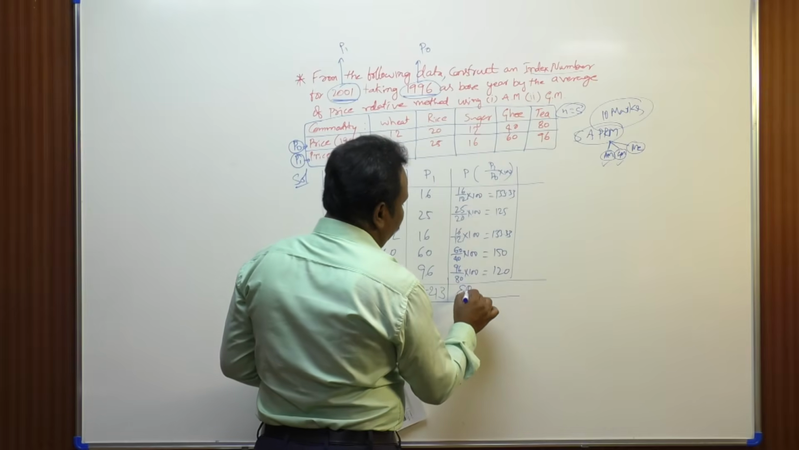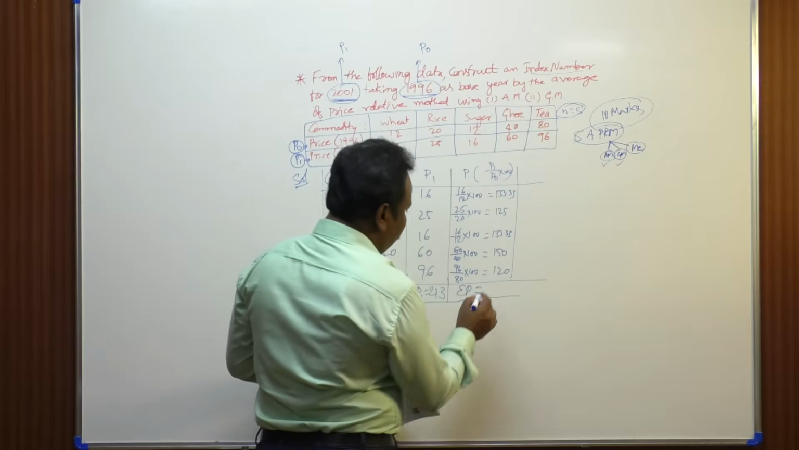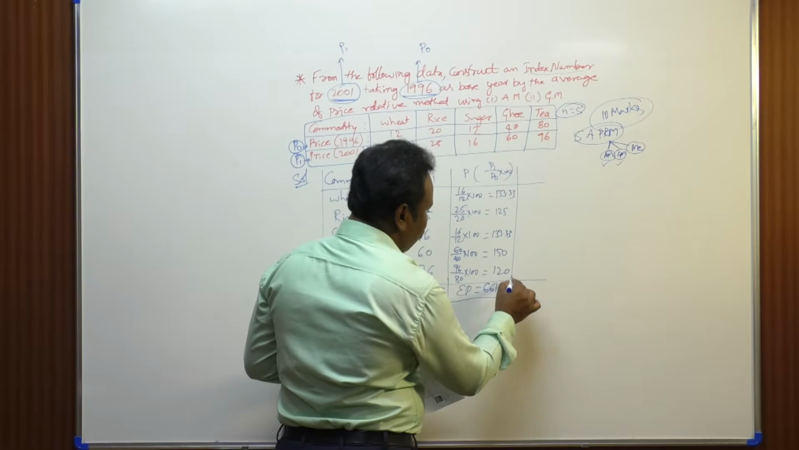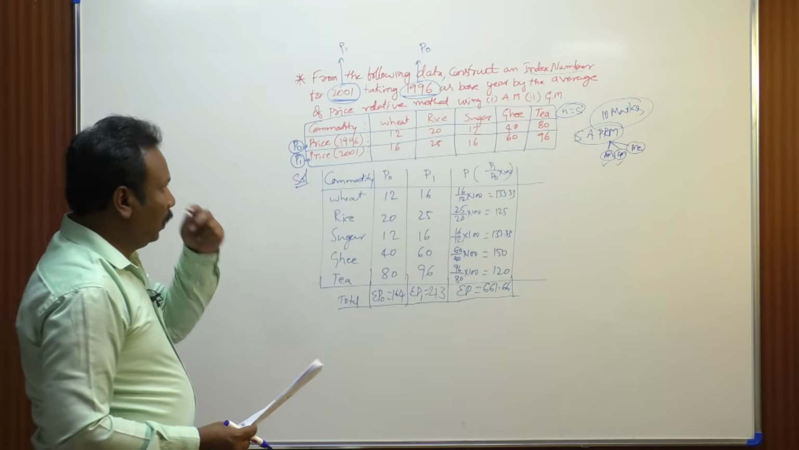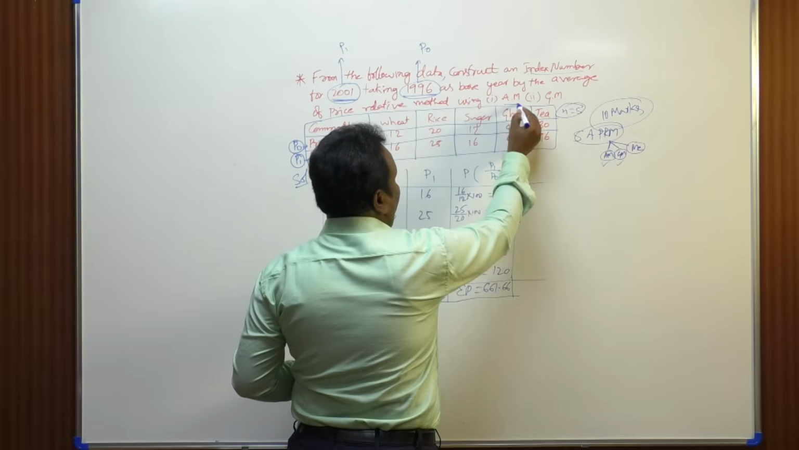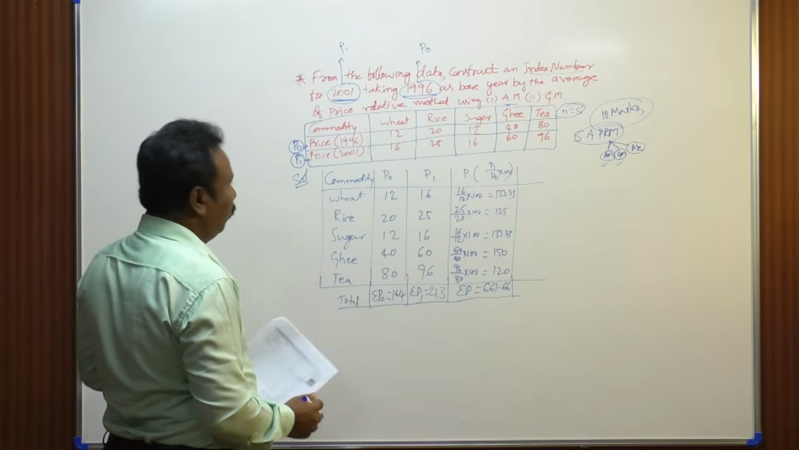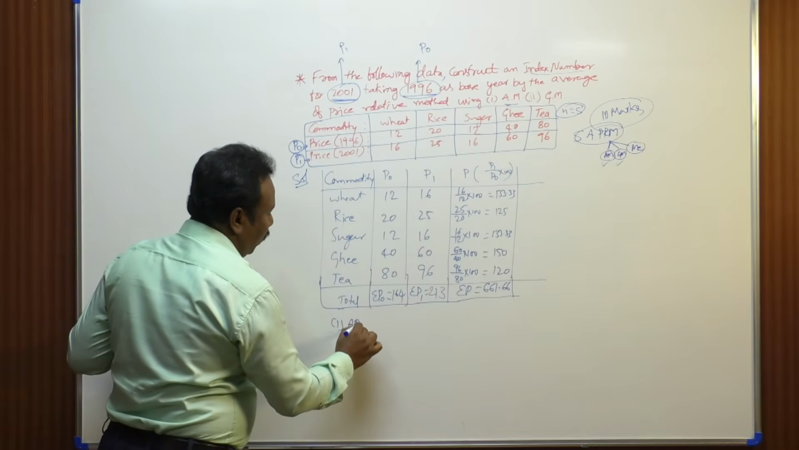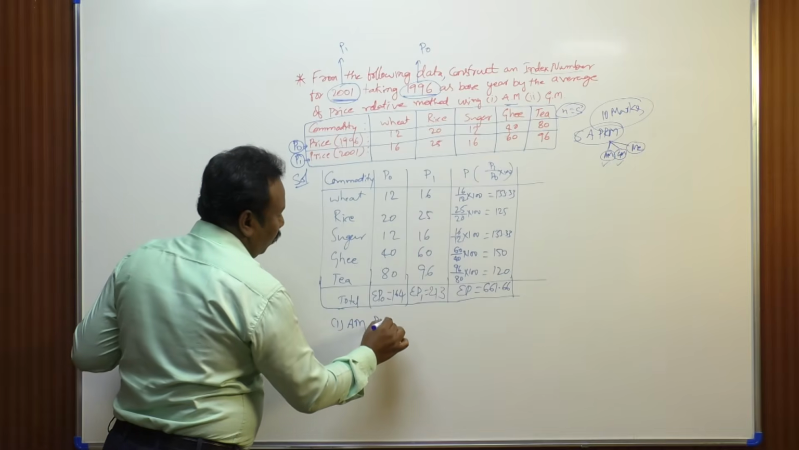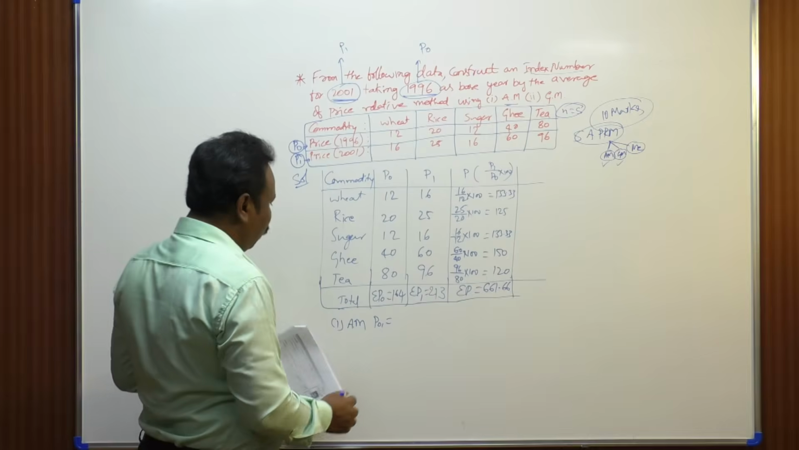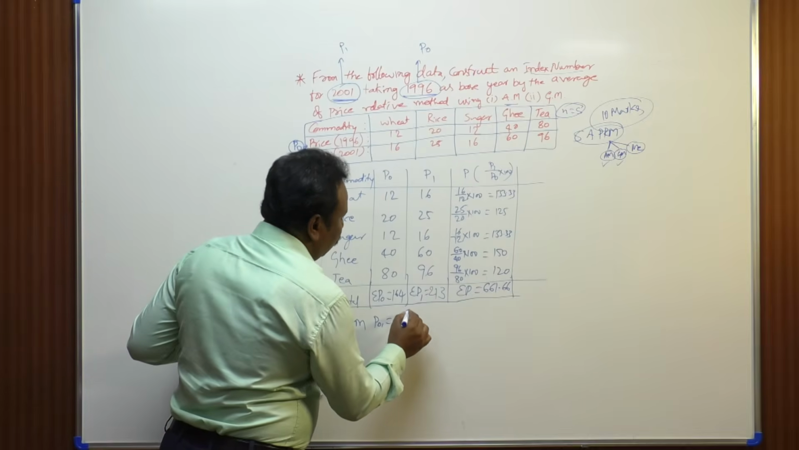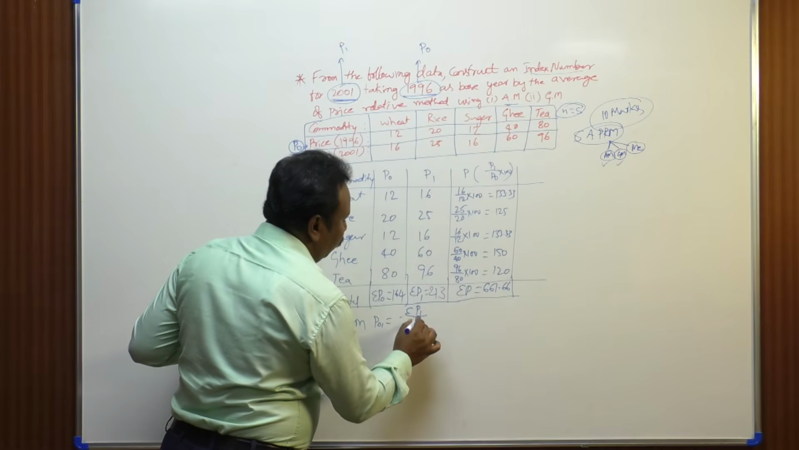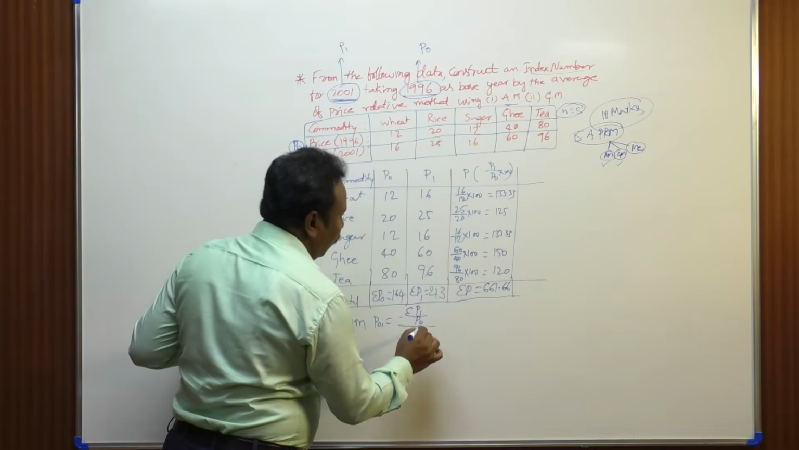So sigma P equals 661.66. Based on the arithmetic mean, we have to calculate the mean value, that is the index value. Under AM, P01 equals, what is the formula? P01 equals sigma of P1 divided by P0 whole, divided by n.